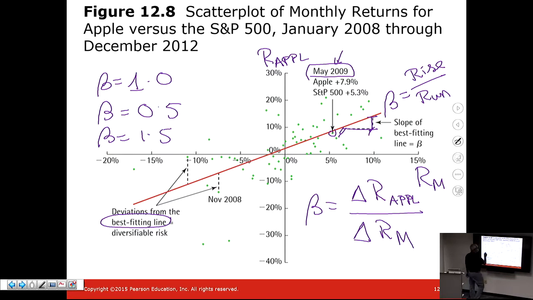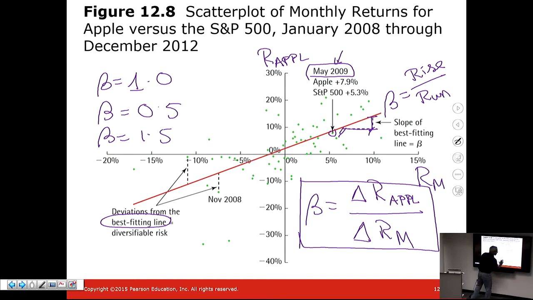So beta essentially gives us the average response the stock return has to changes in the overall market return. That means it tells me the degree to which the stock is sensitive to changes in the overall market return, or the overall systematic risk. Because after all, in the S&P 500 index, there is virtually no unsystematic risk. It is entirely made up of systematic risk.